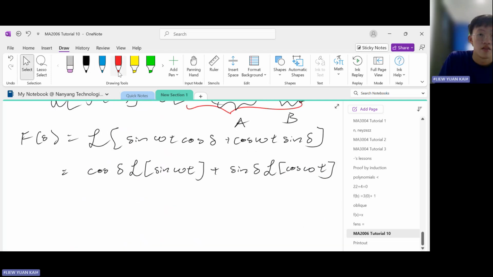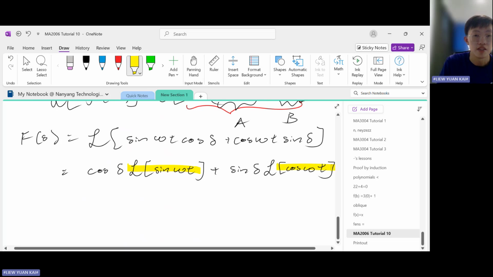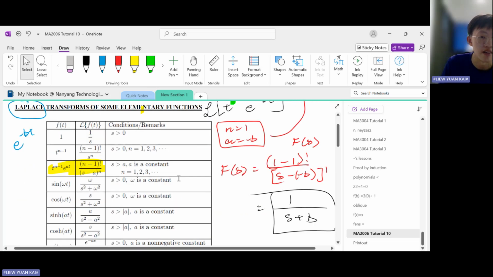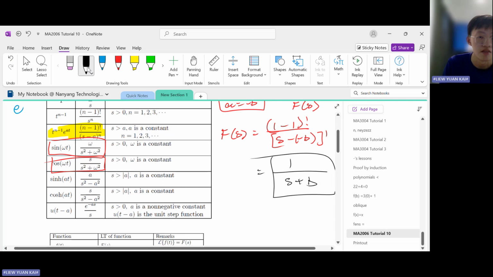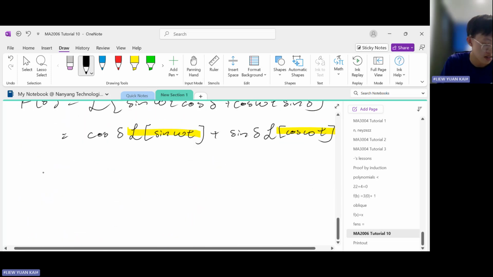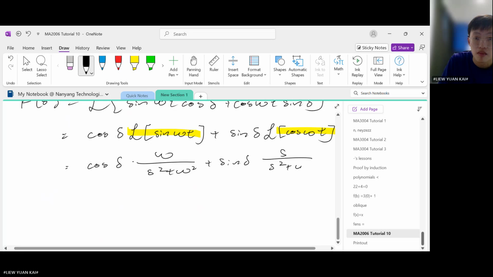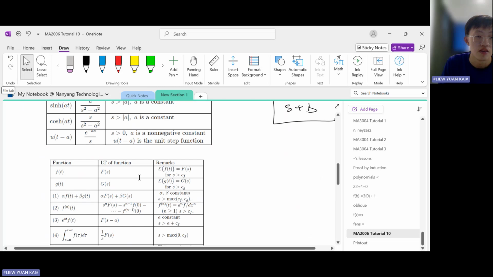Now, how do we evaluate this? We use the tables. Go back to the tables and check what sine and cos are. The Laplace transform of sine will give you this, and the Laplace transform of cos will give me this. So just make use of those results. If you do that, what will you get? You get cosine delta times omega over s squared plus omega squared. Okay, so this is your part B.